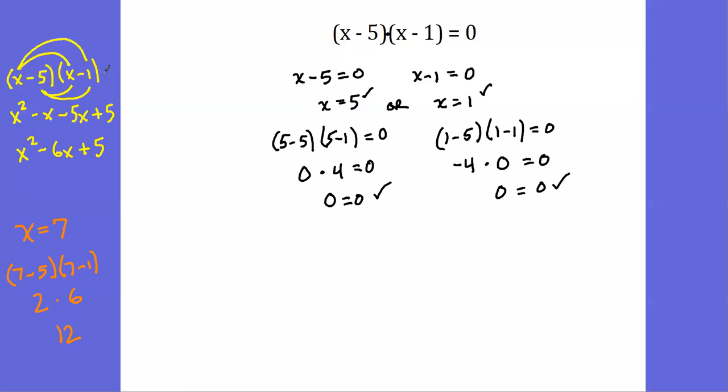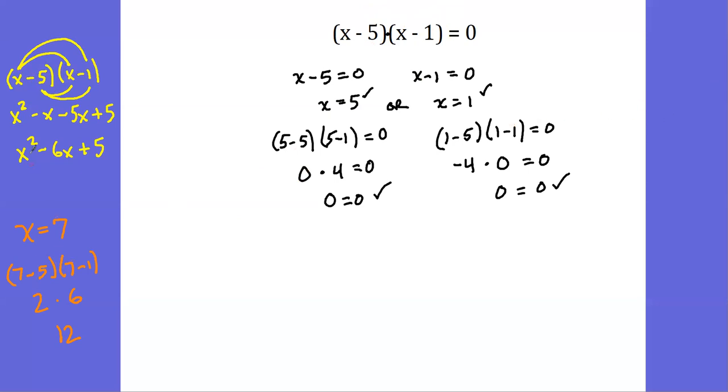And going a little bit further, that shows why I didn't have 7 as a solution to this original equation here. I don't want these two multiplied together to give me 12. I want these two quantities multiplied together to give me 0. So x equals 7 is not a solution to my original problem here, but it is what this expression would evaluate to for an x value of 7.